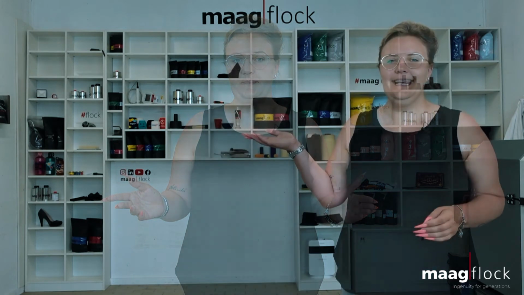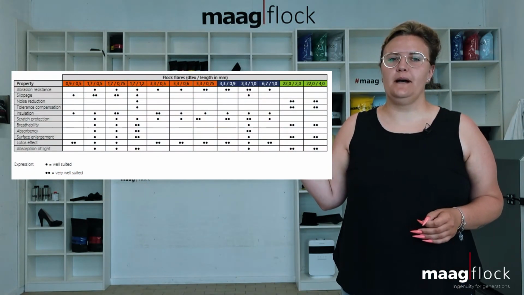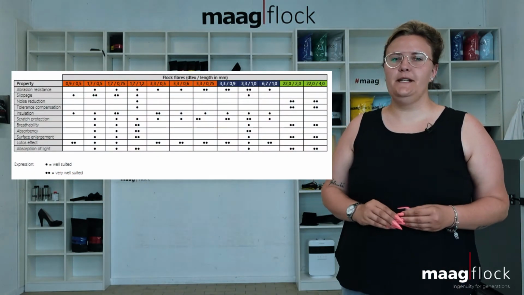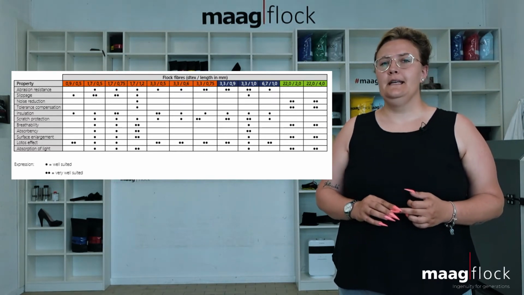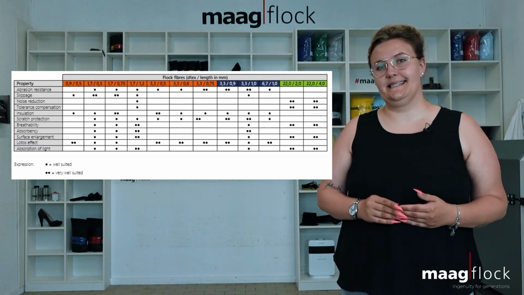Flock can be adapted extremely individually to the respective need and the corresponding problem. The graphic shown is our flock configurator. Here you can immediately see which dtex length ratio is best suited for the respective property to be achieved. You can also find our flock configurator on our homepage at maagflock.com under Flock School.